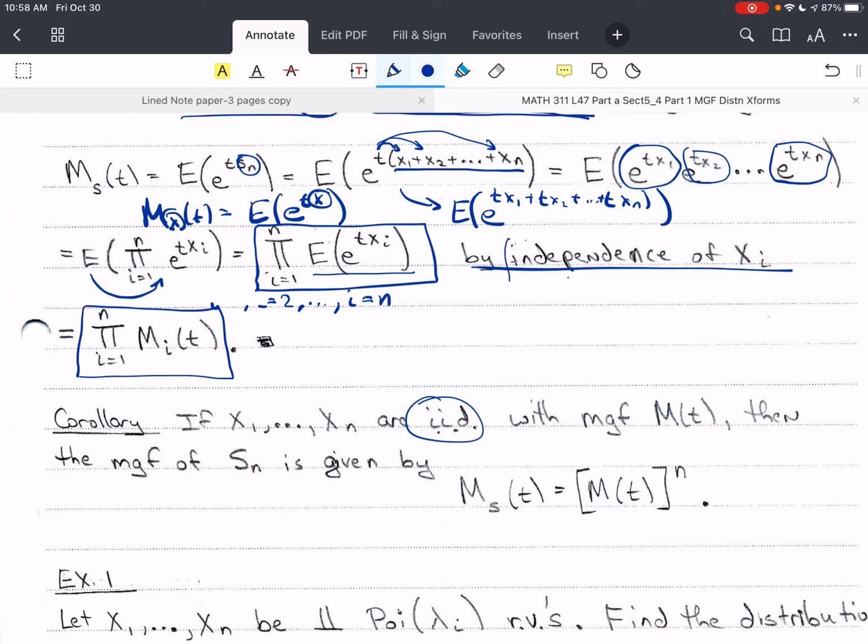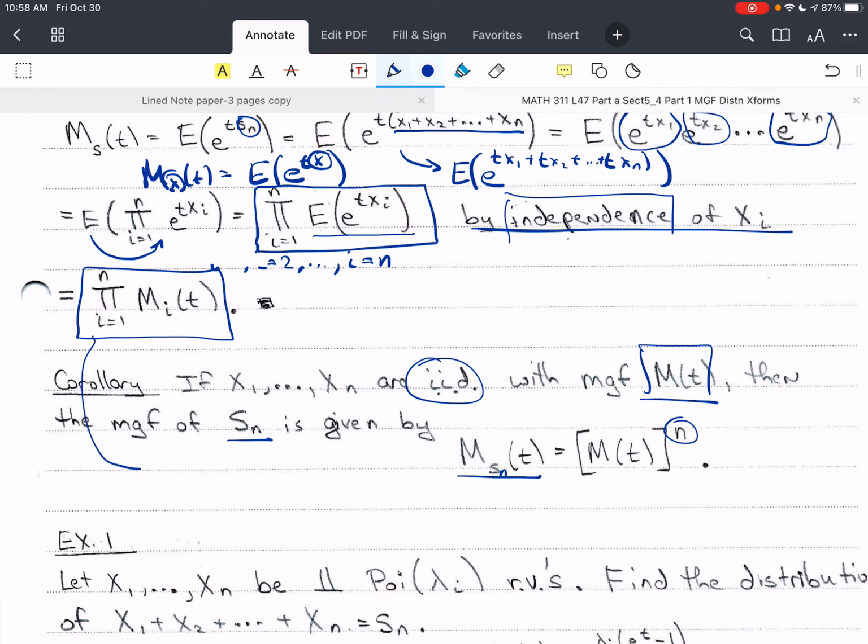Here they were just independent. Now they're going to be independent and identically distributed. And so they only have one moment generating function, designated m of t. We don't need the subscript i. And so the moment generating function of S sub n in this case is simply given by m of S sub n of t equals the moment generating function m of t raised to the nth power.